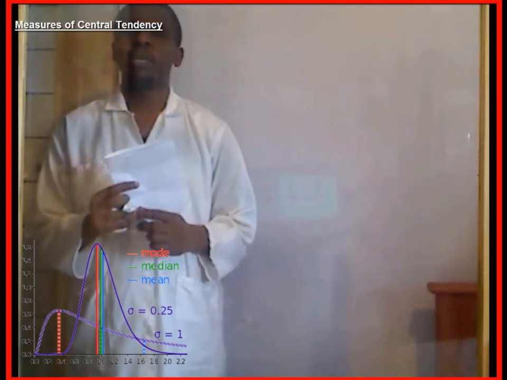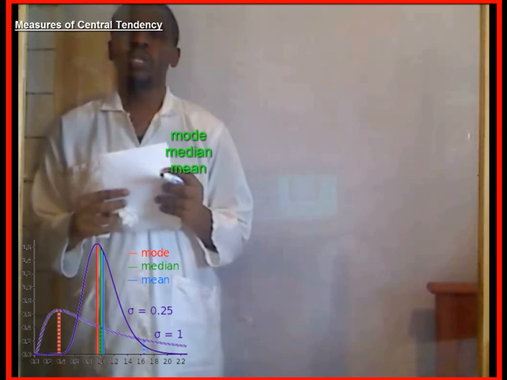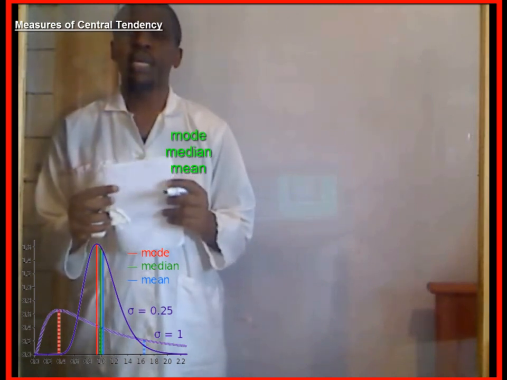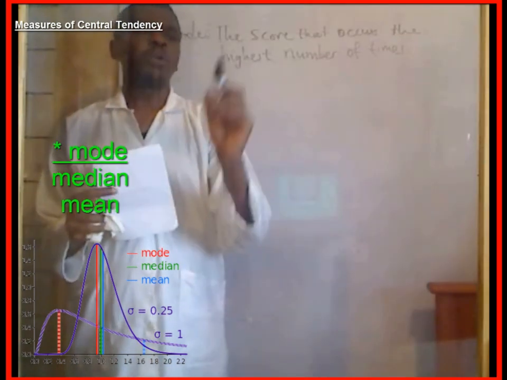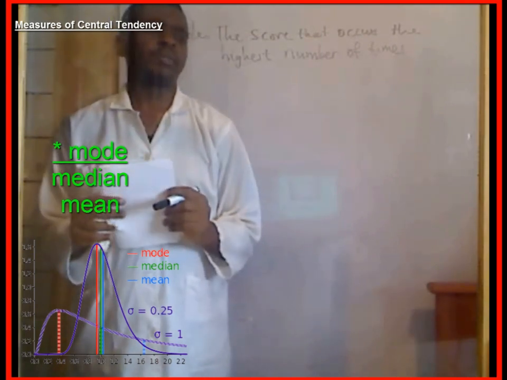We have to look at the measures of central tendency, which includes the mode, the median, and the mean. The mode is a score that occurs the highest number of times.